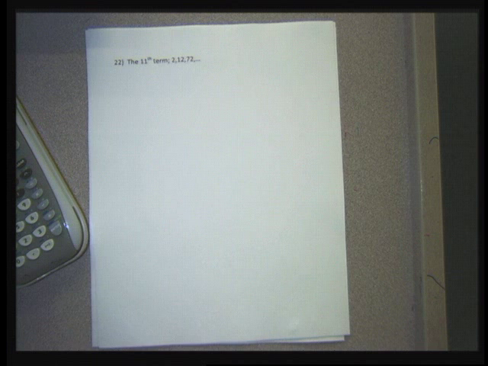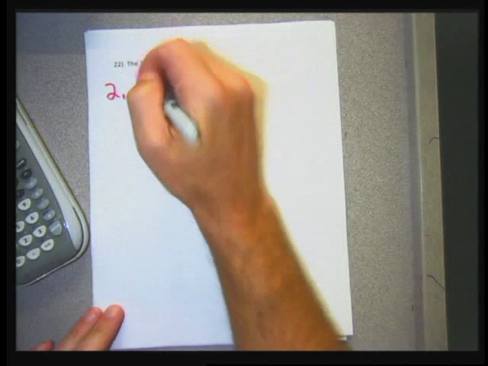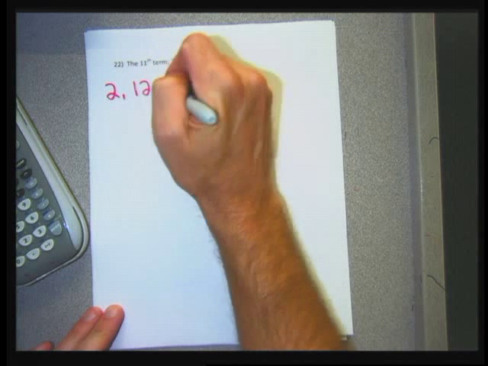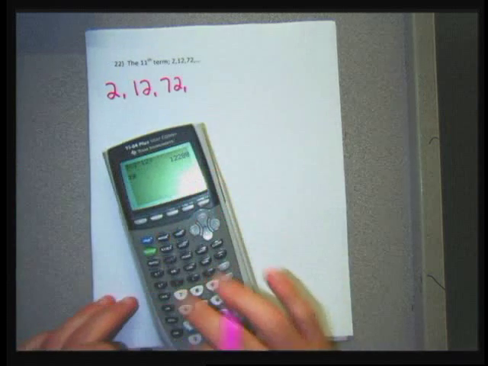22 wants me to find the 11th term of the sequence. Let's see if I could do that by hand as well. Looks to me like I'm multiplying by 6 to get from term to term. So the first term is 2, the second term is 12, the third is 72. I'm just going to multiply by 6 now.